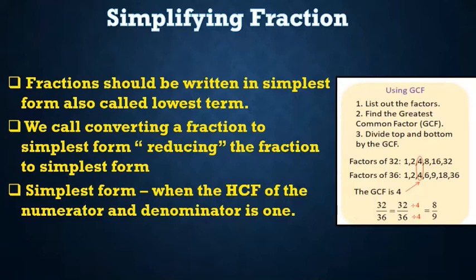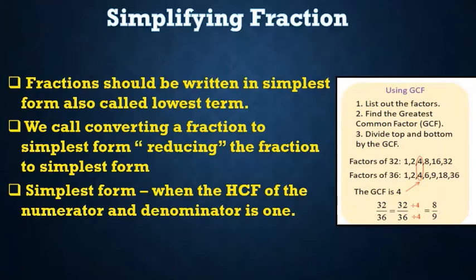Then we'll have to find out the HCF, which is the highest common factor, and then we'll have to divide the top and the bottom by the HCF. So if we want to simplify 32 by 36, what will we do? We'll first list out the factors. We listed them out over here in these two lines. Now we will have to find out the highest common factor between them, which is 4.